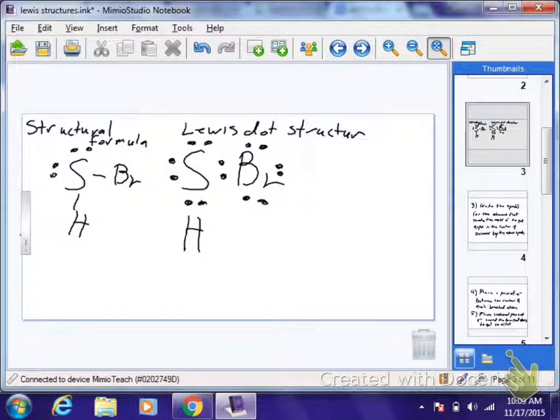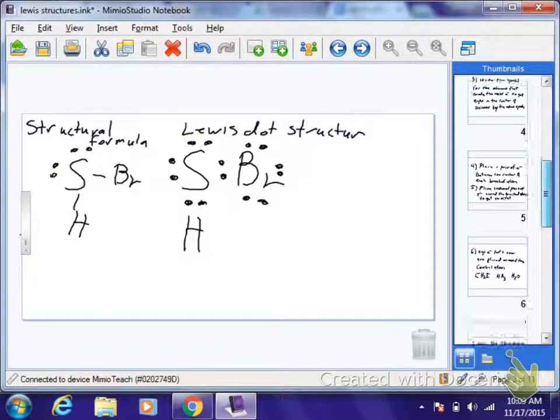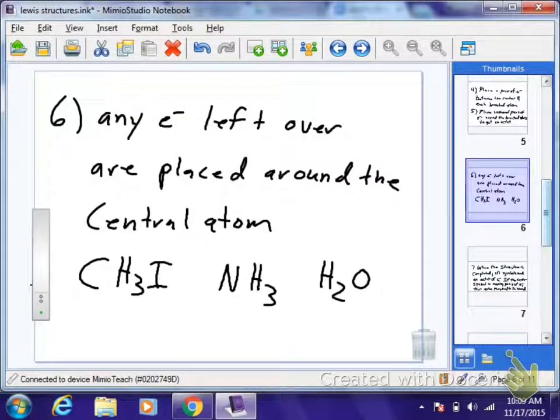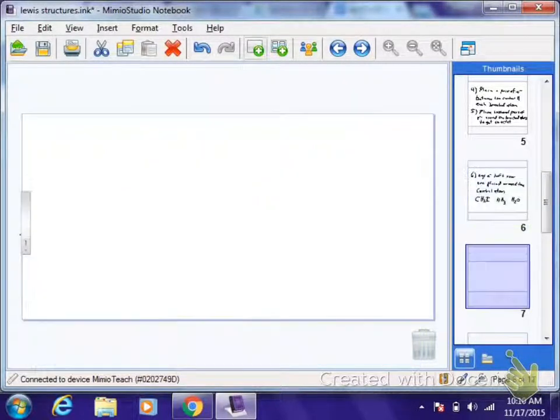You can write these out or not, however you want to do, but we're going to go through them really quick. So the assignment that I gave you was to do 3 different structures: CH3I, NH3, and H2O. Those are the ones I had you do. I'm going to show you the structures of these when you're done. I'm going to go real quick and just show you the final structure, and then you guys ask questions.